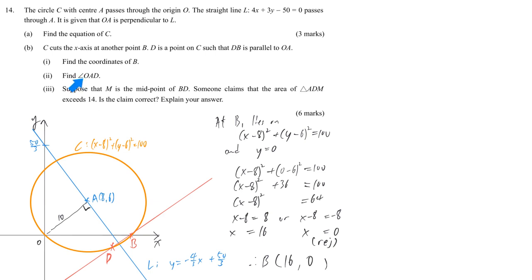We have to find angle OAD, O to A to D. This angle. Basically, there are two methods. One is more straightforward, and then another seems like a short track, a fast track. So maybe we look at the fast track.